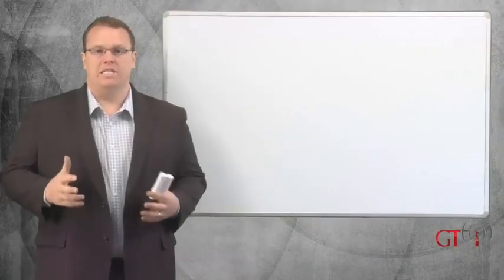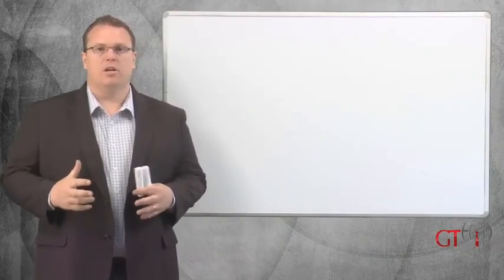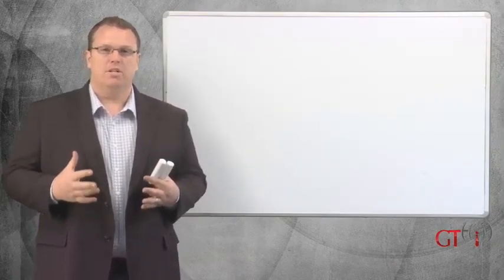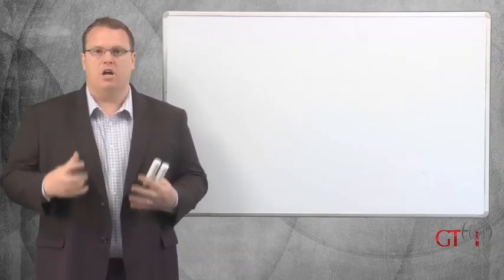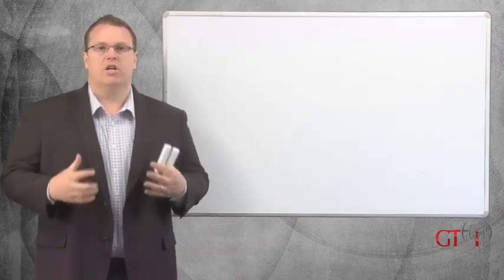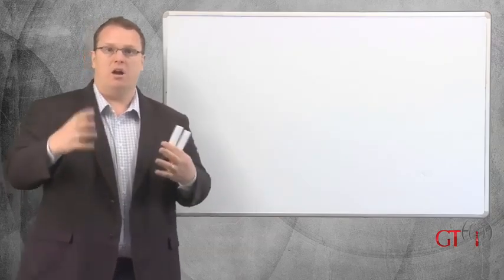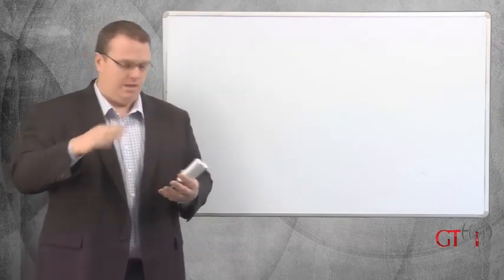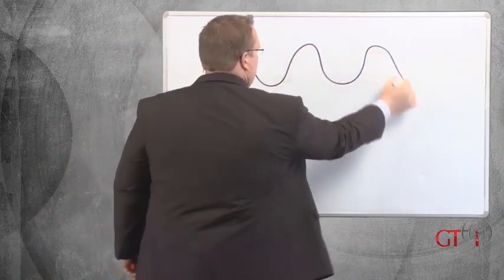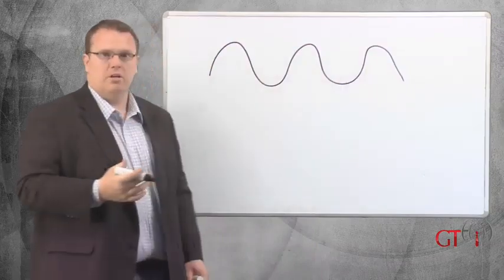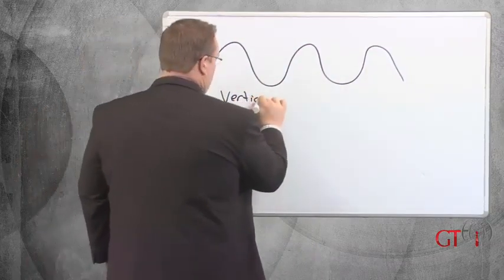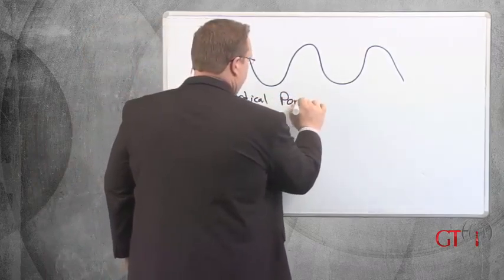Before we dive into antenna types, it's probably a good idea to talk about something called polarization. Polarization is the orientation of the wave. If you think about signals as they travel through the air, most people think of them like this, that the signals go up and down. And for the most part, that's true. This is called vertical polarization.